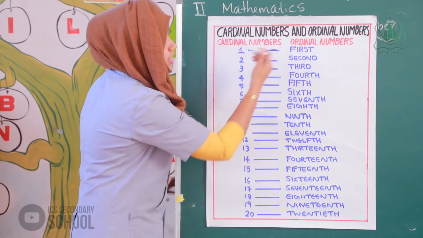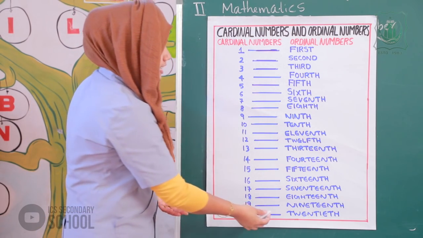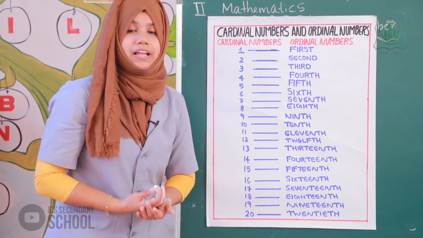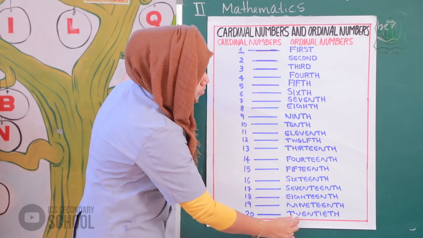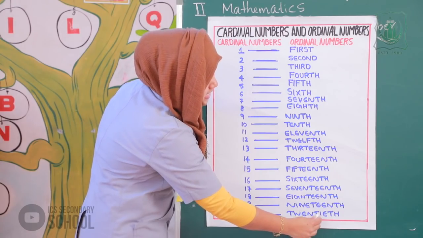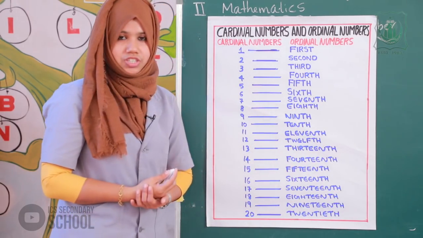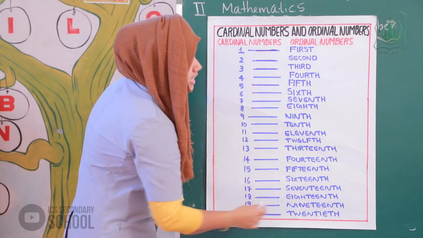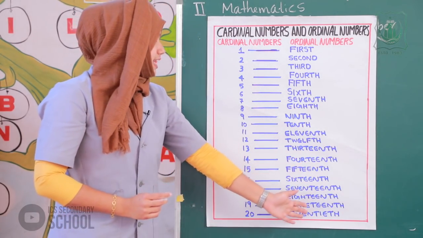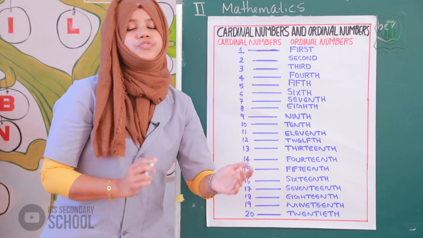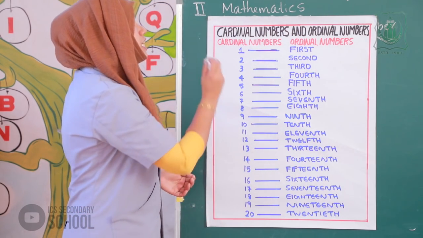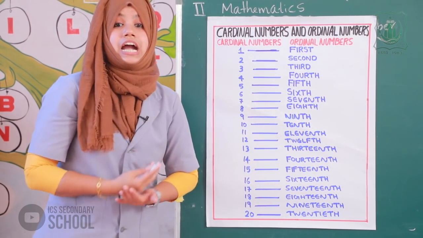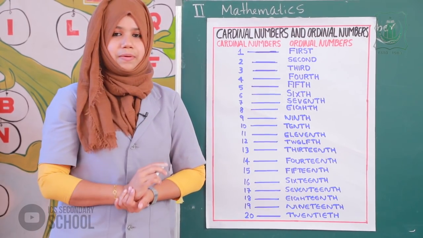What is the ordinal number of 20? That is 20th. And what is the spelling? T-W-E-N-T-I-E-T-H. Okay. That is the ordinal number of 20. So, take your notebook and write these cardinal numbers and ordinal numbers.